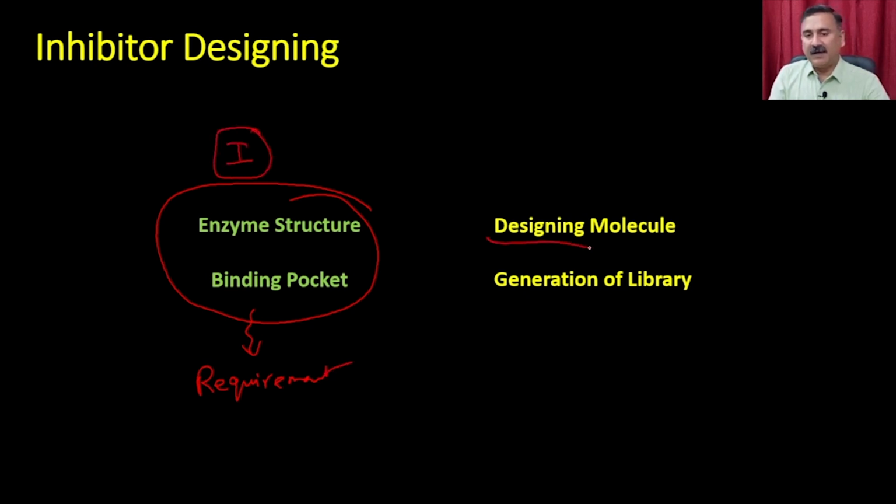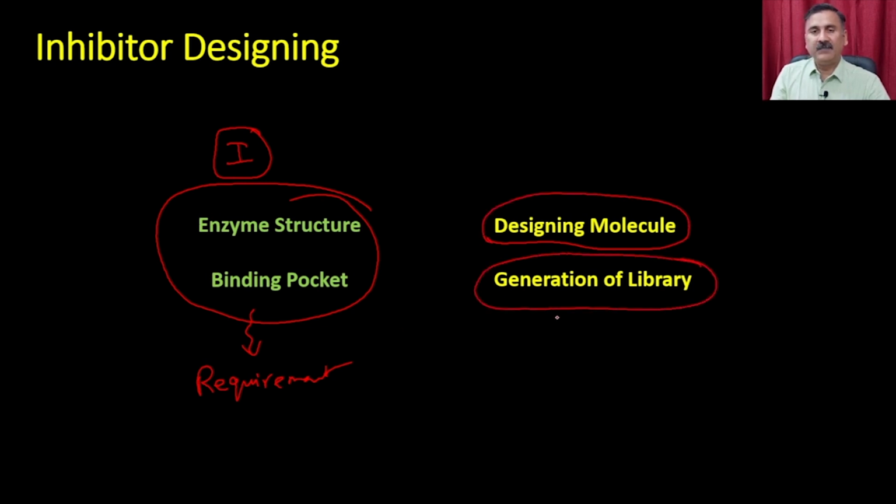Now when you want to design the molecule, you have to generate a library. This library is where you are going to have the different types of designed molecules. This library could be a natural library, or it could be a synthetic library, which means it can be a man-made library, or it could be a natural library.